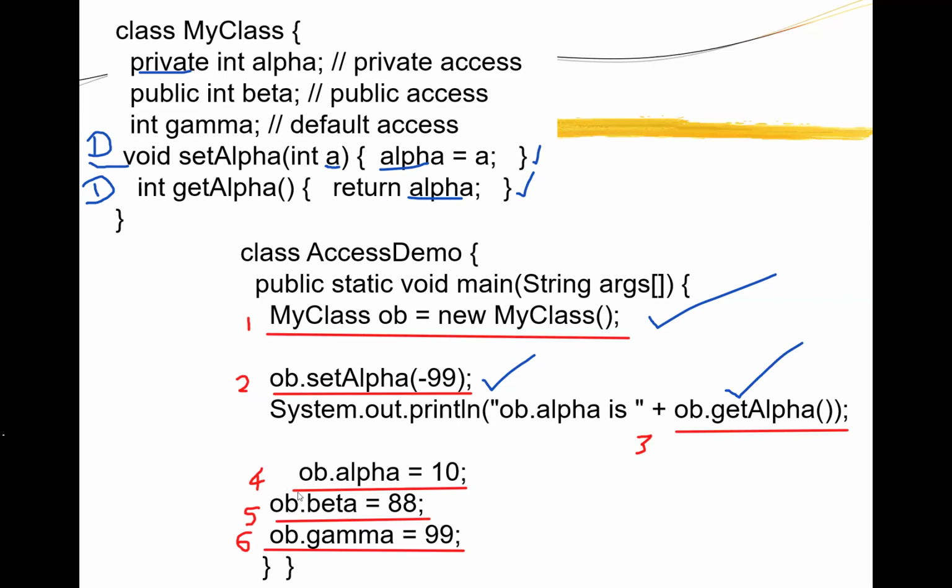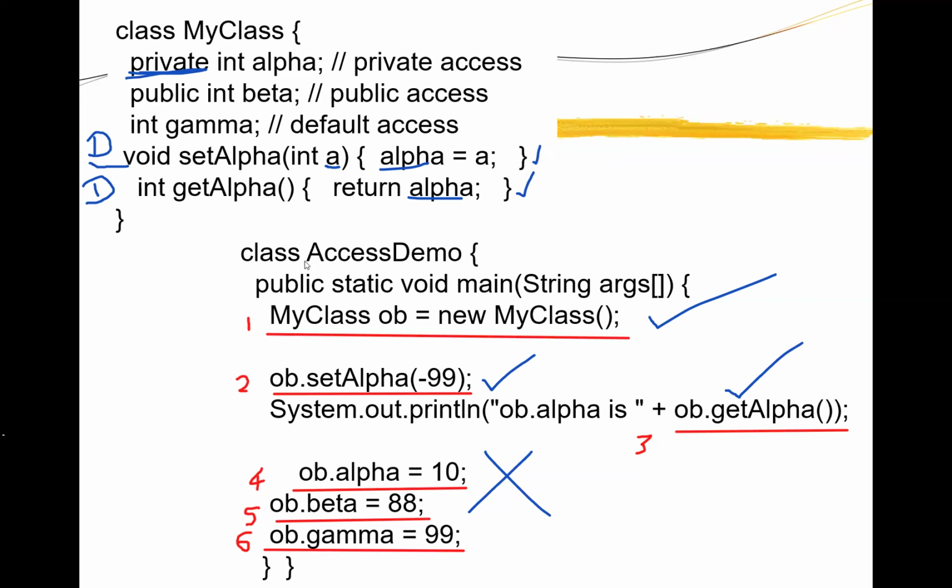Now you are trying to access the alpha variable by object name dot alpha. There will be a problem now. Why? Alpha is declared as private. Since it is private, it can only be accessed within the class. The alpha variable can only be accessed within MyClass. Therefore, this is not possible. Therefore, you cannot access the alpha variable.